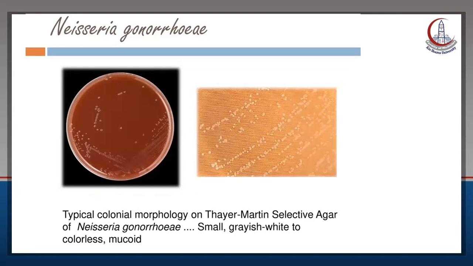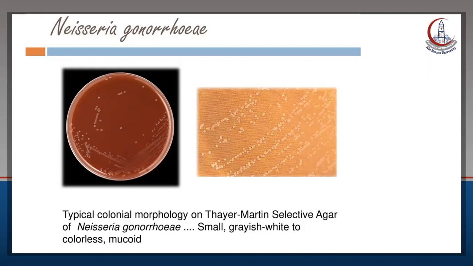As regards the treatment, the first line treatment for such a case is ceftriaxone, which is a third generation cephalosporin. Ceftriaxone 250 milligram single dose, single intramuscular injection, or spectinomycin can be used, 2 grams single intramuscular injection. Quinolones also can be used for such a case. This is for the first part of urethritis, what we call gonococcal urethritis.